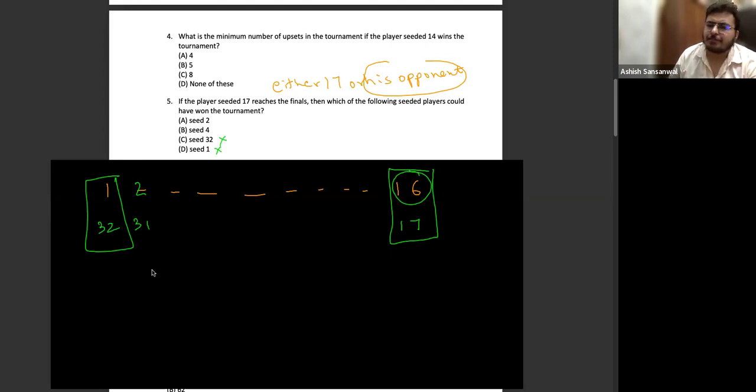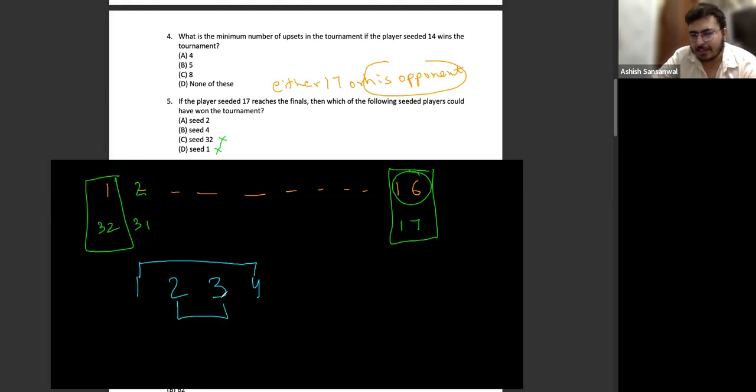Now tell me about the semi-final. What will be the matchup in the semi-final? In the ideal case, you can say 1, 2, 3, 4, 4 teams are there. 1 will match up against 4 and 2 will match up against 3. Correct? Now if 17 was able to beat 1, 32, 16 and others, you can say 17 will replace 1. So it will match up against 4 in the semi-final. So obviously 4 is also not there. Your answer is C2. Clear?